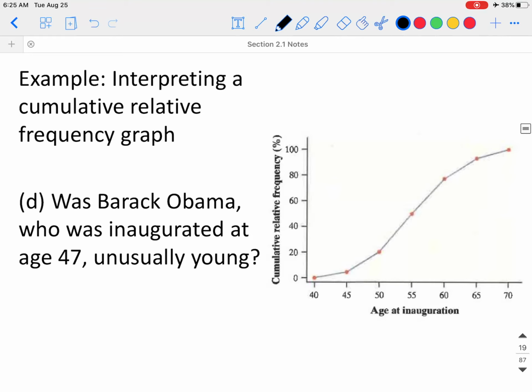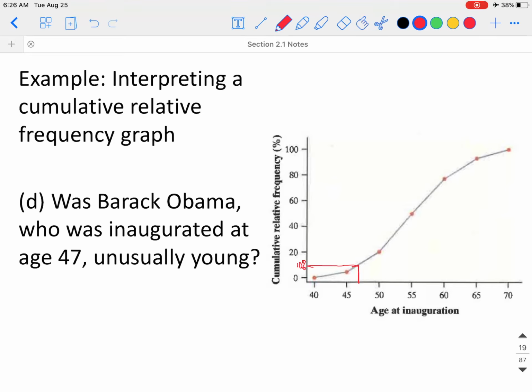Was Barack Obama, who was inaugurated at age 47, unusually young? So if we look at the graph for age 47, that would be about here. If we take that over, that looks like it's halfway between 0 and 20, so that'd be about the 10th percent or the 10th percentile.